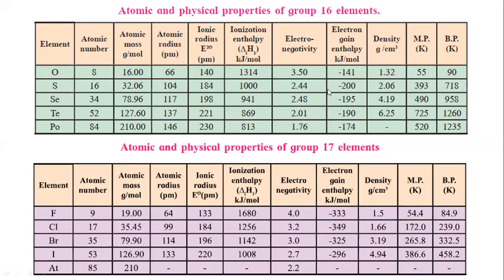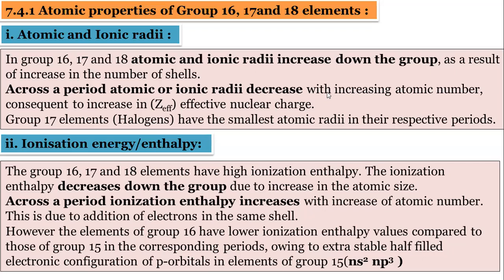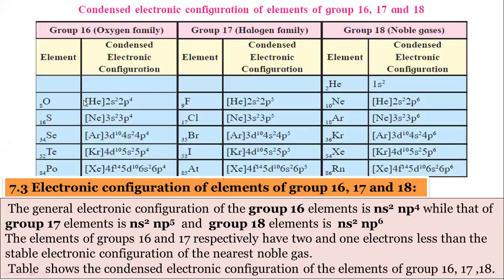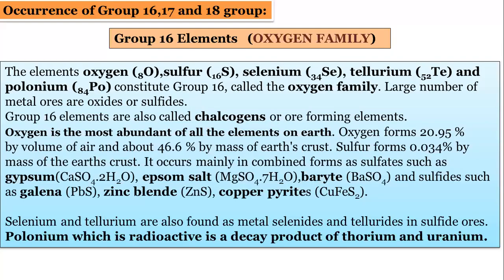These tables are non-evaluative, meaning no question will be asked from them, but I have given them for understanding the trends. So atomic and ionic radii increase from top to bottom, and across the period, what will happen? The atomic and ionic radii decrease. This also I will explain. Again, I am coming to the periodic table. See.